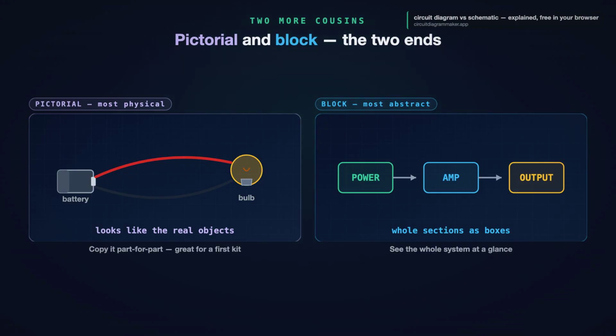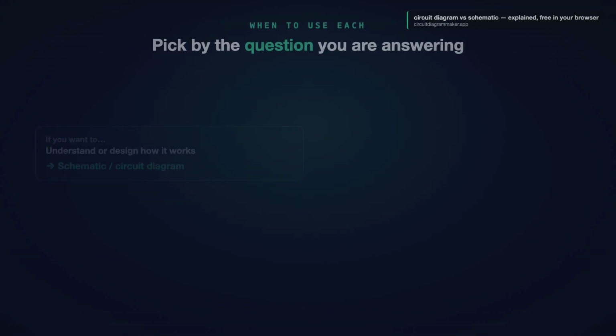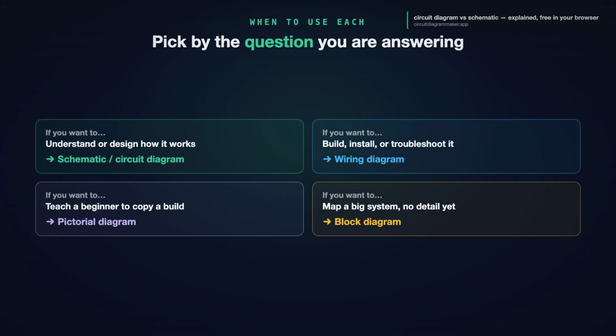A block diagram goes the other way, more abstract than a schematic. It hides the components entirely and shows whole sections as labeled boxes: power supply, amplifier, output, with arrows for the signal between them. It answers, where are the big pieces and how do they connect? Perfect for seeing the system at a glance. So the family runs from most abstract to most physical: block, then schematic and circuit diagram, then wiring diagram, then pictorial. So which one do you actually draw?